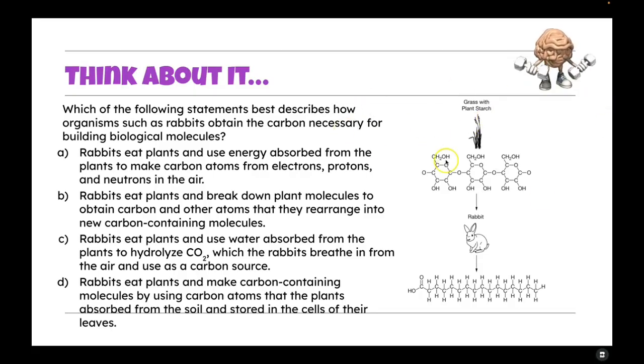All right, so you can see here that they're eating carbohydrates, and then they form this long structure. So what do you think this long structure is?